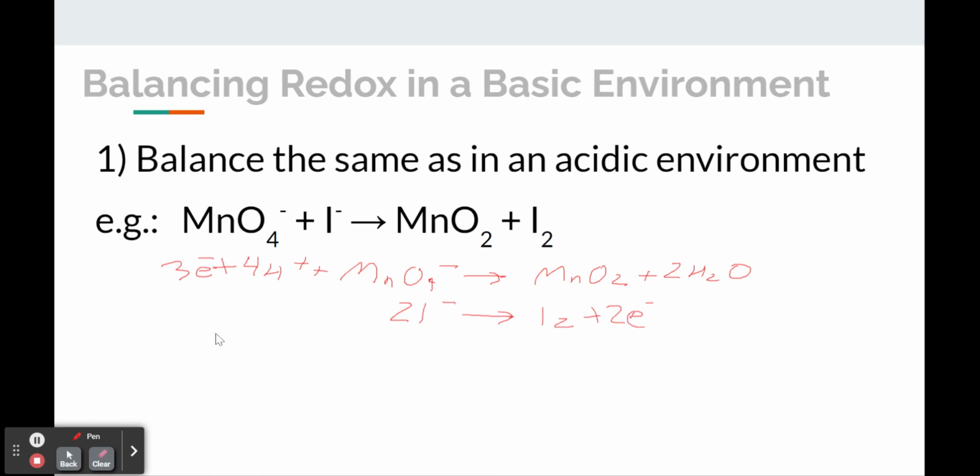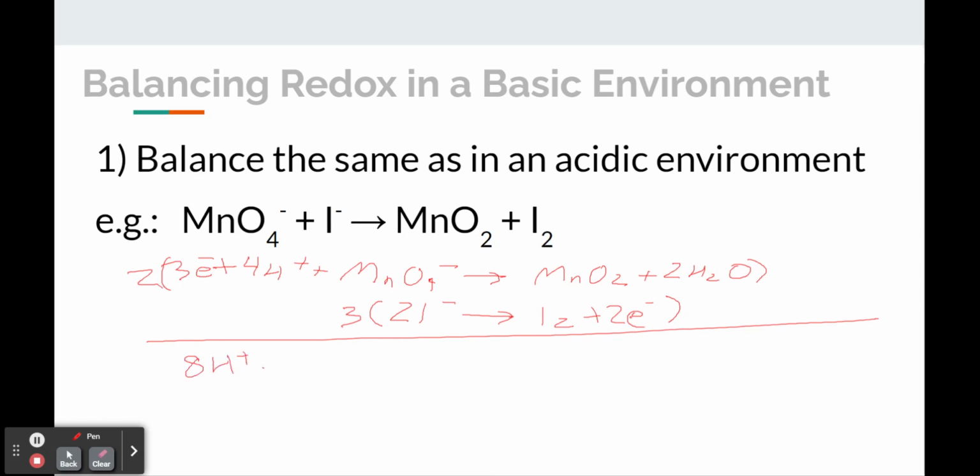Now I have to have electrons lost and gained to be the same. So I have to multiply my top half reaction by 2 and my bottom half reaction by 3. And when I do that, I'll have 6 electrons lost and 6 electrons gained. So now I'm adding these up.